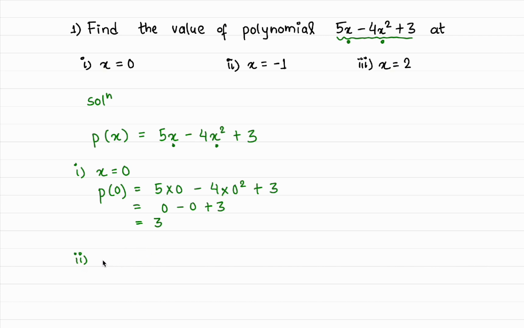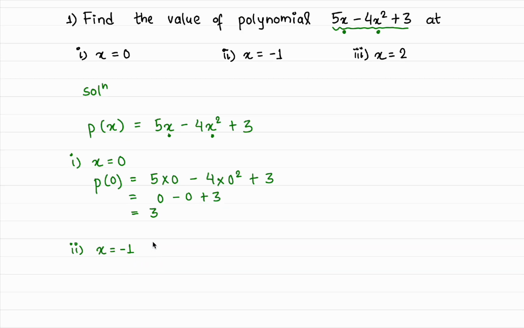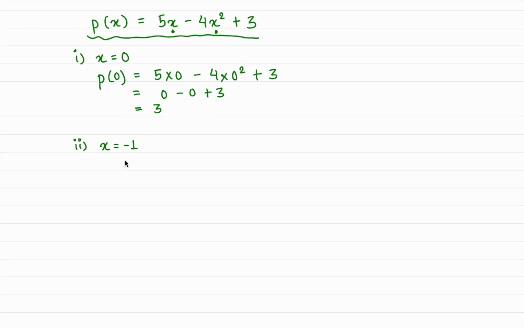So in our second question we have x equals to minus 1. For x equals to minus 1, again we have the same polynomial, okay, px equals to 5x minus 4x squared plus 3, because it's given in the question at the beginning. So we have to put the value minus 1 in this particular polynomial px. Now what we are going to get is we have p of minus 1 is going to give us 5 times our x is minus 1 minus 4 times our x is minus 1 whole square plus 3.